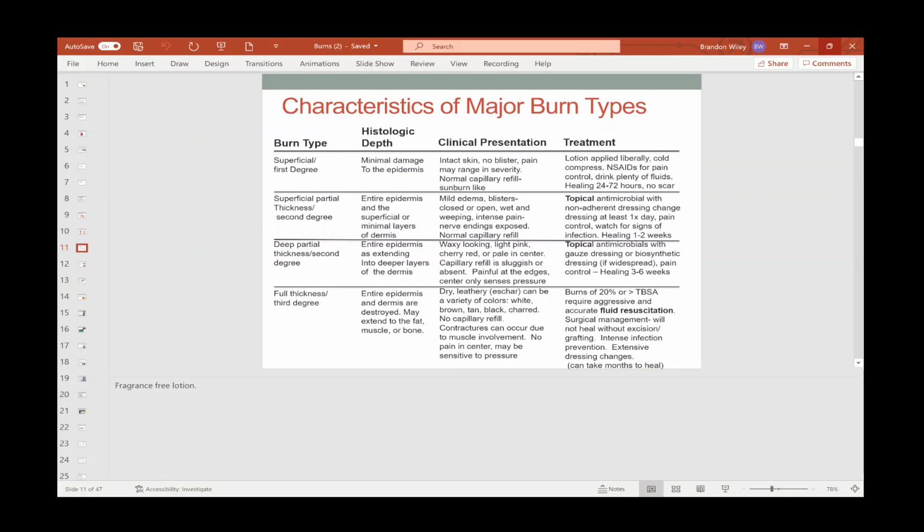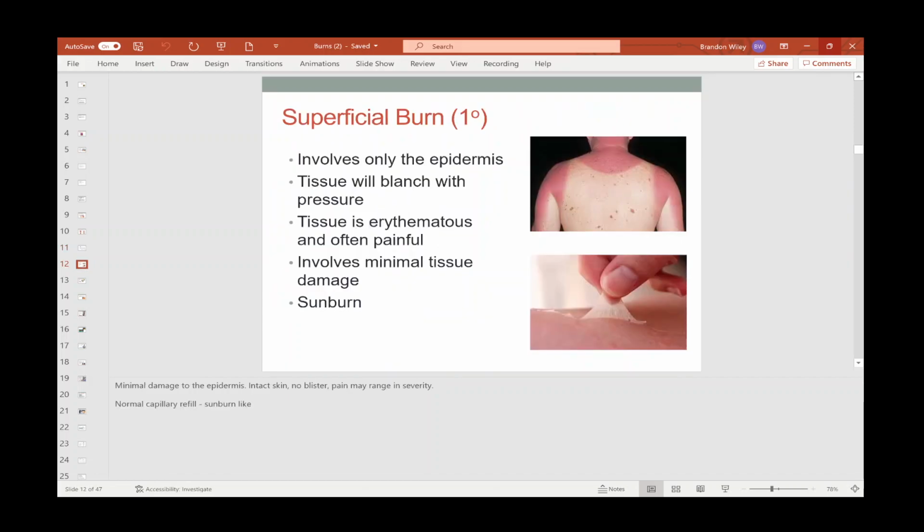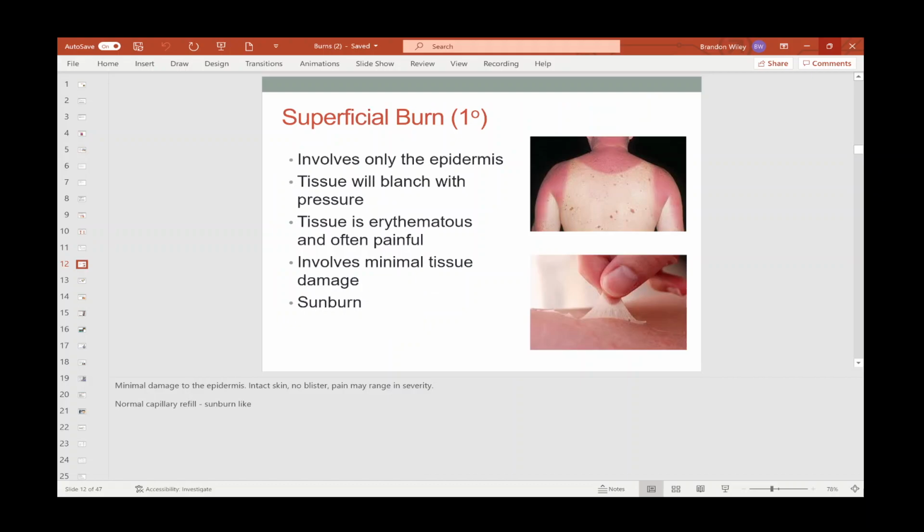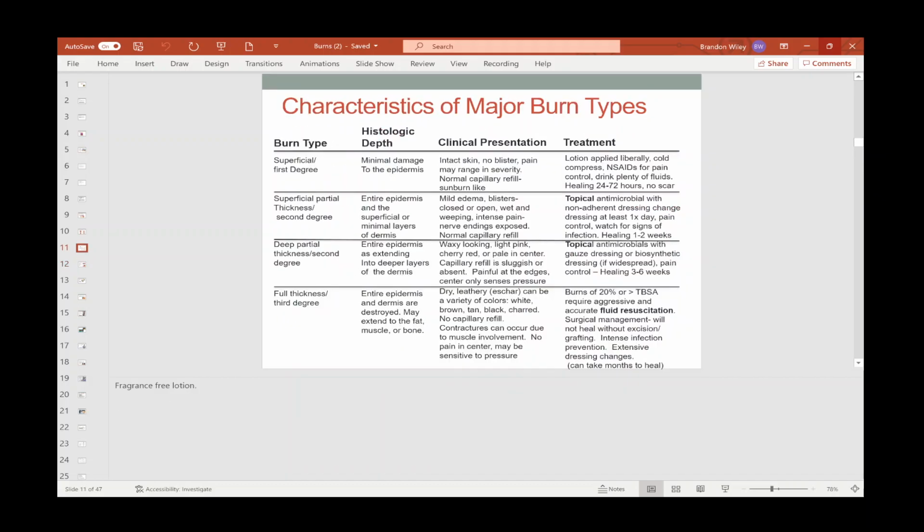Remember our blocks, there was 1 and then 2 and then 1 third degree. So it's the same here. You've got first degree, which is your superficial. Your second degree is both of them. One of them's going to be the superficial partial thickness, and the other one's going to be the deep partial thickness. And then your third is your full thickness.